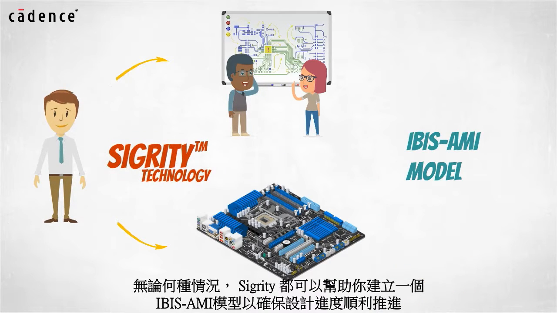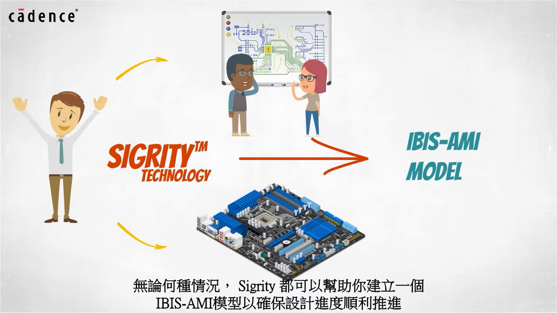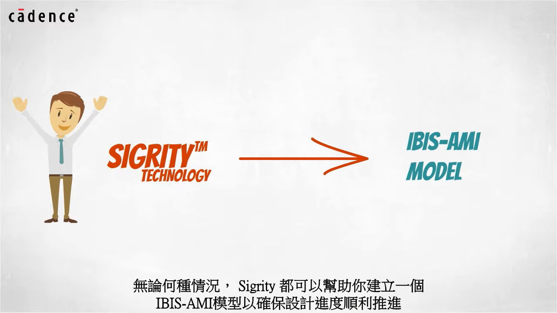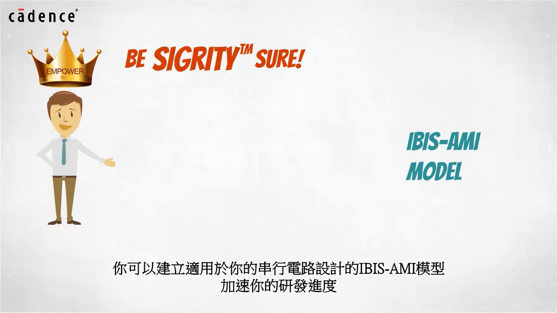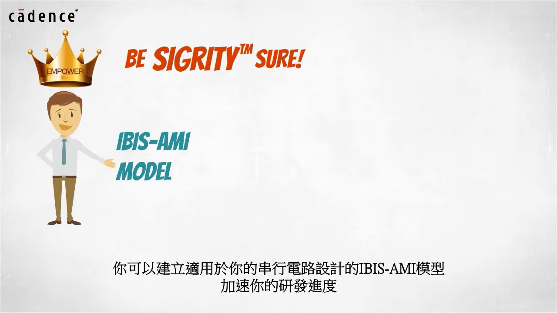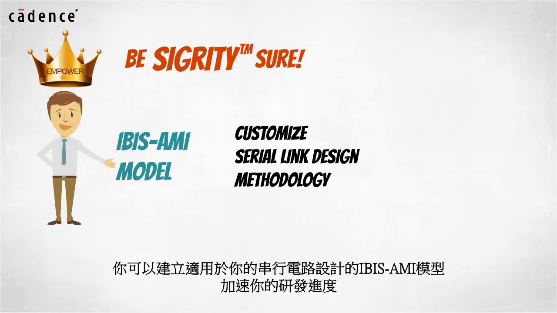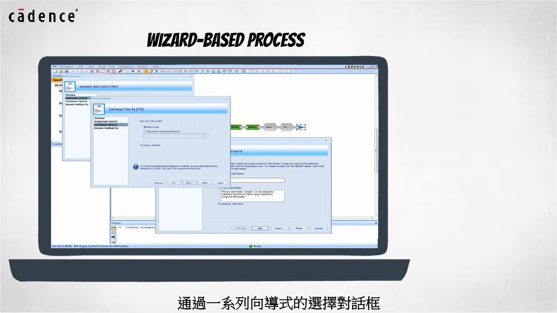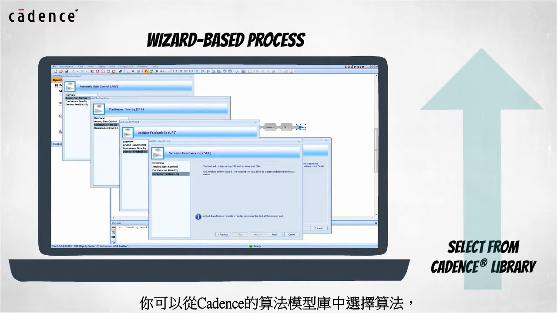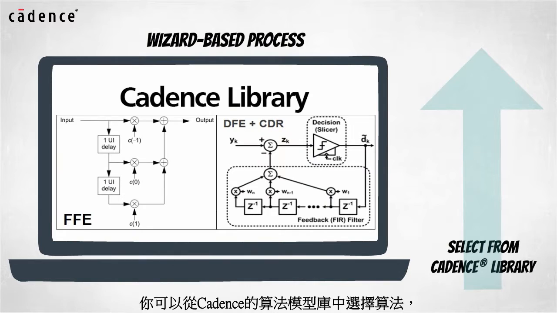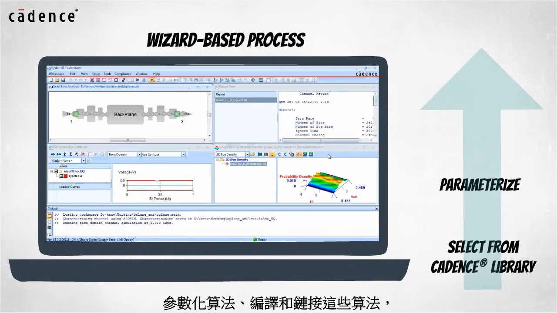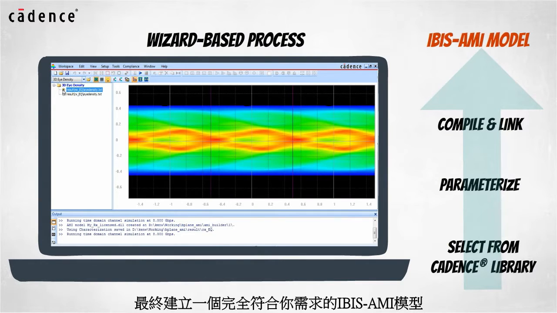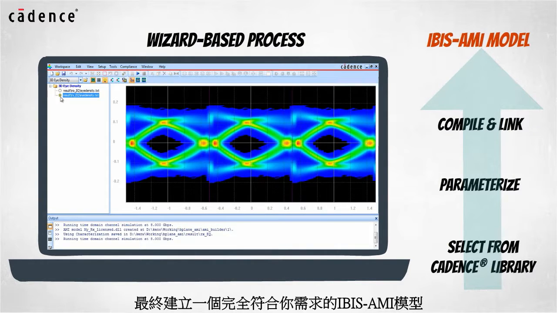In either case, Sigrity can help you create an IBIS-AMI model that will allow you to move forward in your design process. Being empowered to create your own IBIS-AMI model lets you customize your serial link design methodology and accelerate your time to sign off. The wizard-based process lets you select equalization algorithms from the Cadence library of equalization routines, parameterize those algorithms, and compile and link them together, creating an IBIS-AMI model that will behave just as you expect.